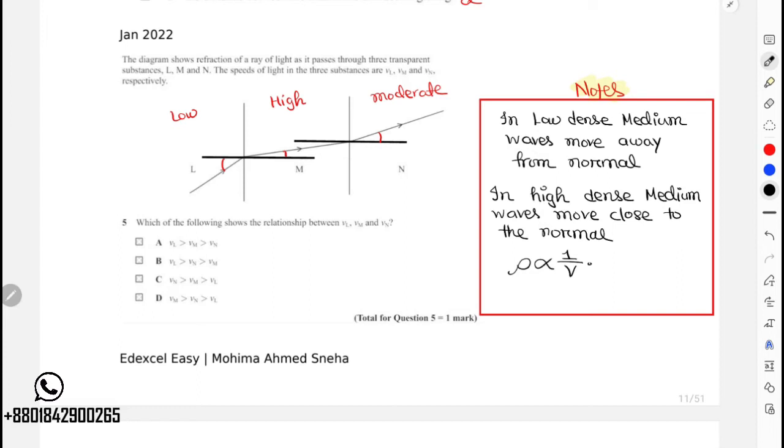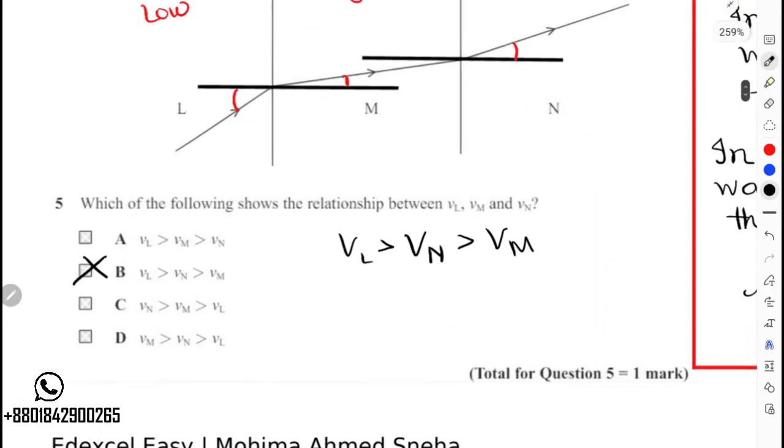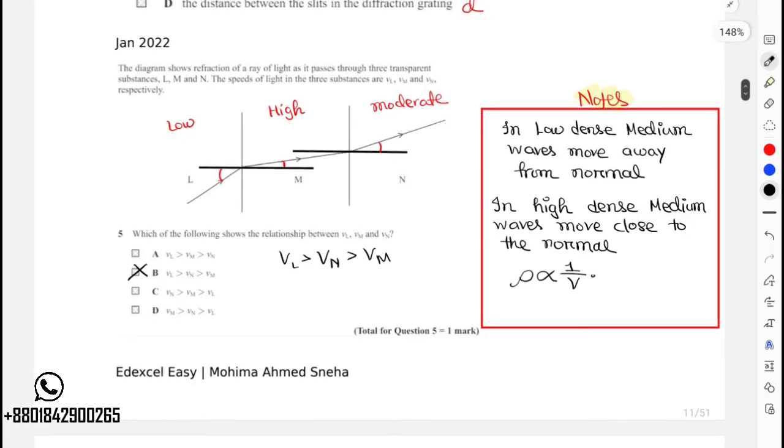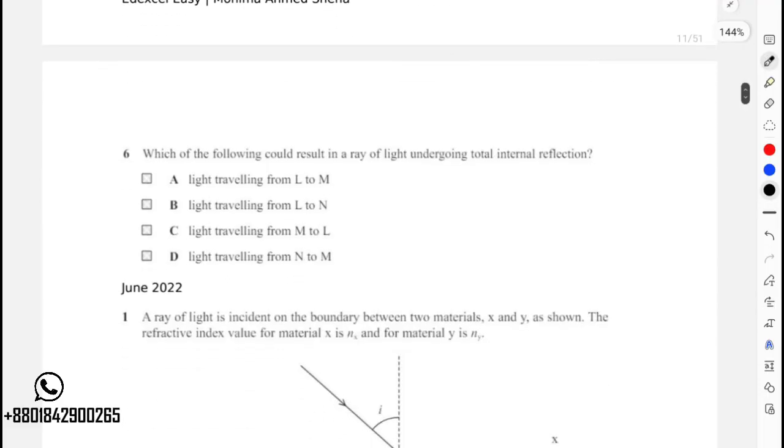Now in this case I can understand that if this is from L, N, M, in that case your answer should be lowest at L, moderate at N, and maximum at M. So in that case, L, N, M, option B is your correct answer, right? Right, option B is your correct answer. So yeah, and this is it for your working for this question 5. We'll move on to the next question.